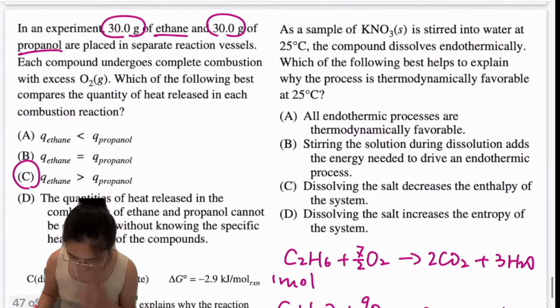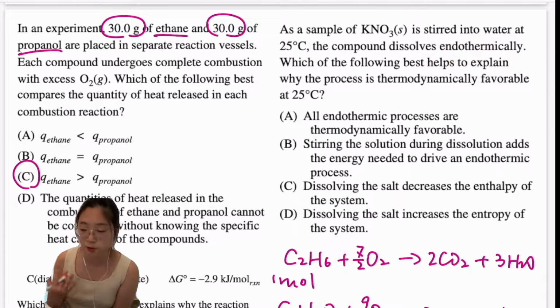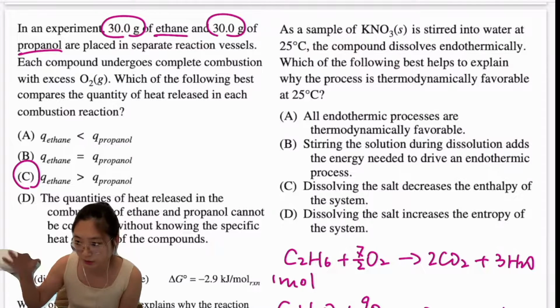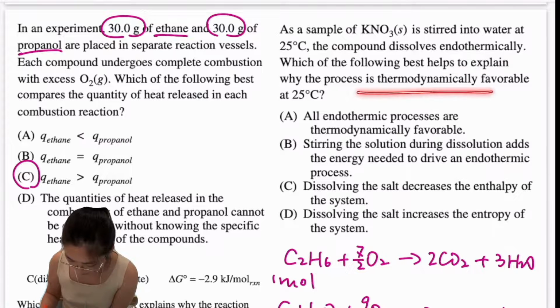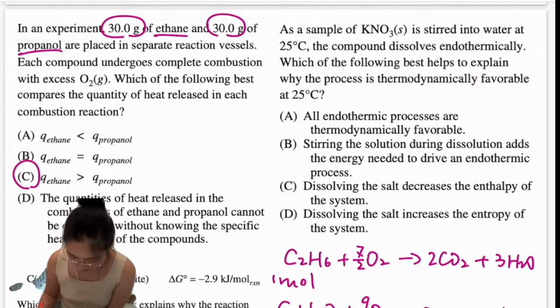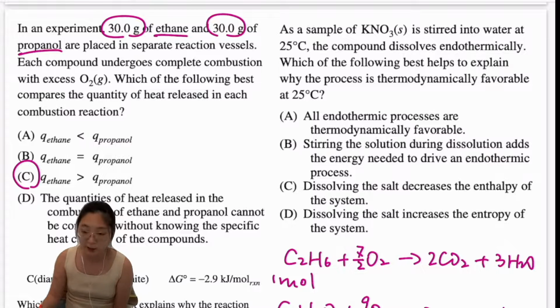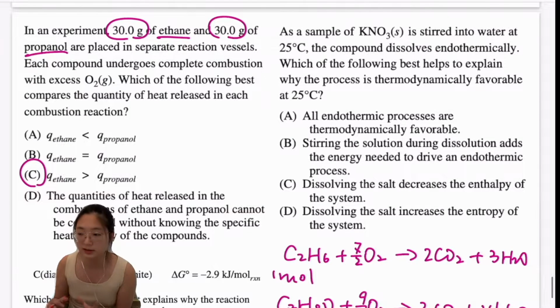And next, as a sample of potassium nitrate is stirred into water at 25 Celsius degree, the compound dissolves endothermically. Okay, so it absorbs energy, which means its surrounding temperature goes down. The surrounding cools down. Which of the following best explains why the process is thermodynamically favorable at 25 Celsius degree? Okay, so this is the endothermic reaction.